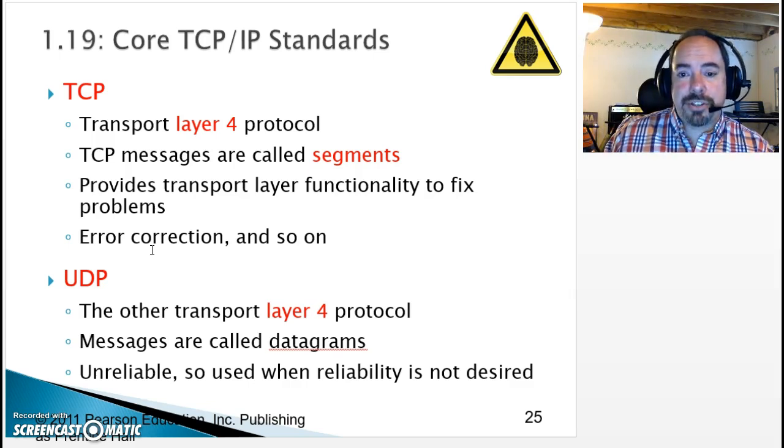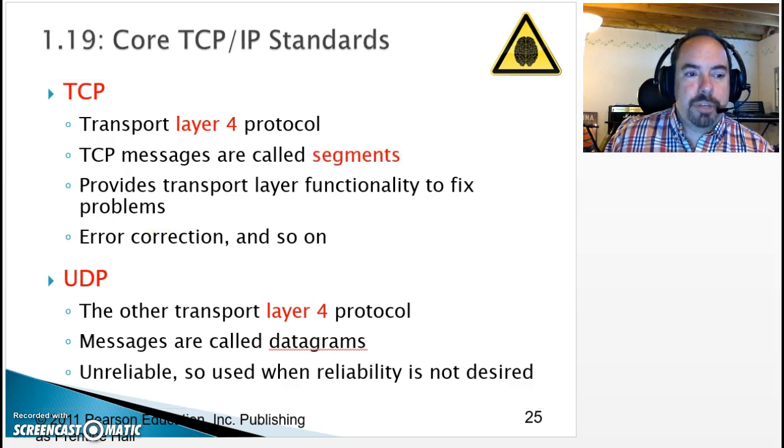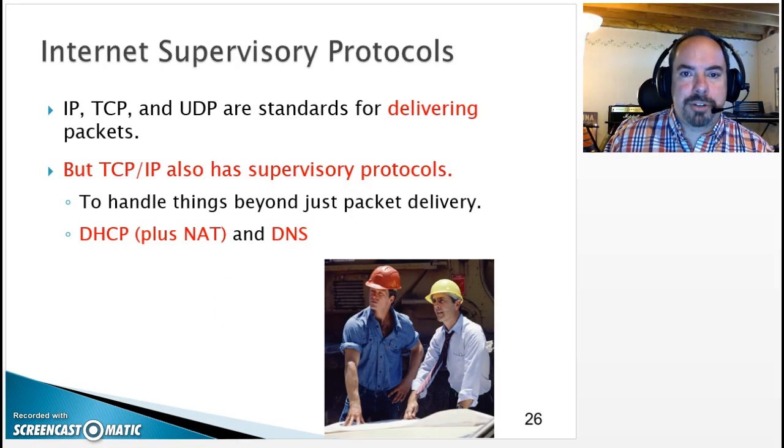UDP is also at layer 4, and these messages are called datagrams. If you want to be a geek snob, you can remember that they're called datagrams instead of segments, but segments is the word I want you to really key on here. UDP packets are really small, like ping uses UDP, SNMP uses UDP. There are some others that we'll talk about.